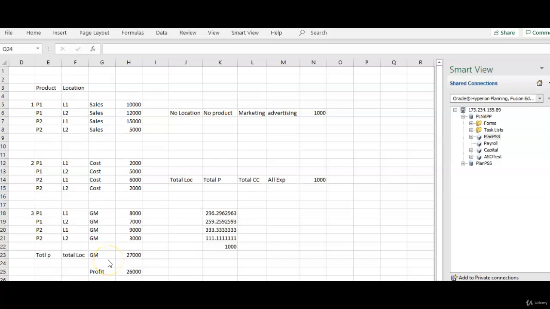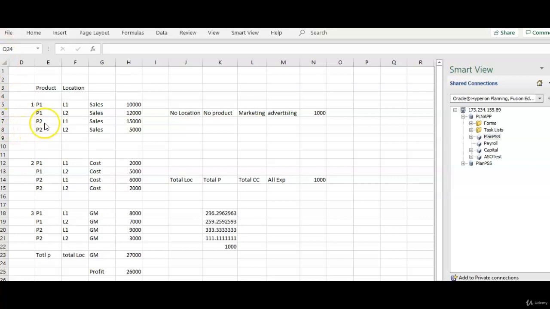Hello everyone. In this session we will see how to allocate common expense to multiple dimensions, let's say product and location. I want to distribute advertising expense to all products and location combinations. Before going to the rule, let's understand the functional requirement with very simple data. Before writing the rule, it's always better to understand the requirement with some data. And if we understand the requirement mathematically, then it's easy to write the business rule.